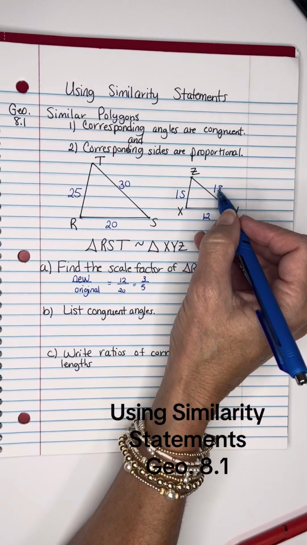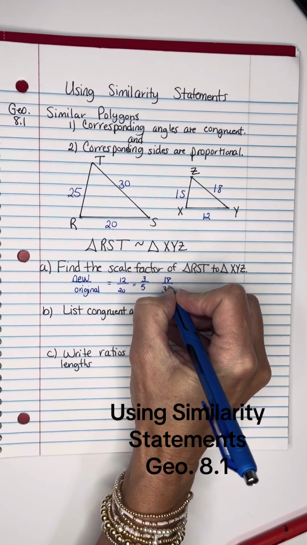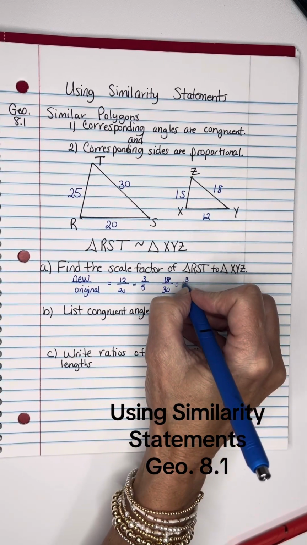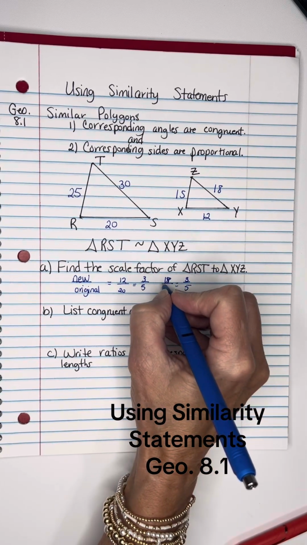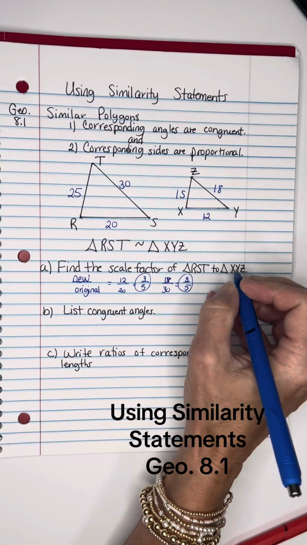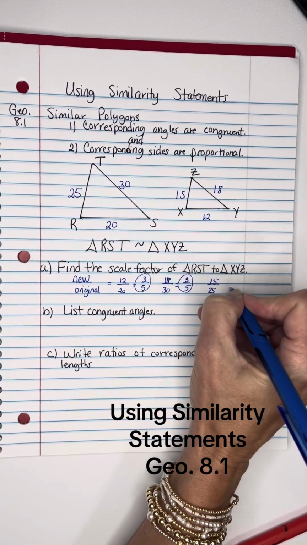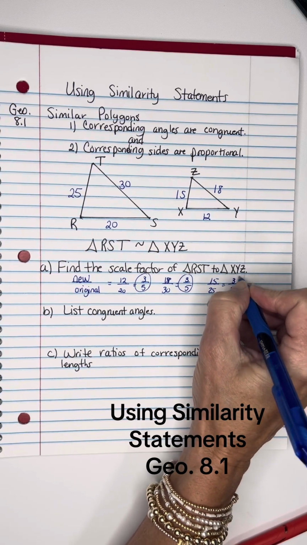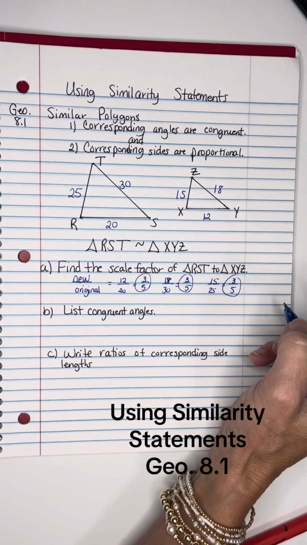All right, we've got the 18. That's in the same place as the 30. So I have 18 over 30. If I divide those both by 6, I get 3, and 30 divided by 6 is 5. So it held true for that one. And then let's take this 15 and put it over 25 since they correspond. And divide them by 5, so I get 3 over 5 again. So my scale factor is 3 over 5.